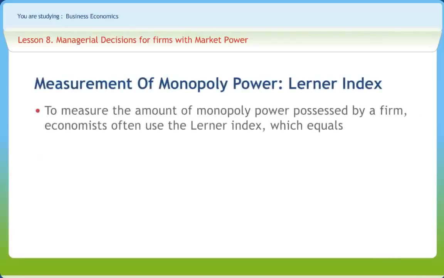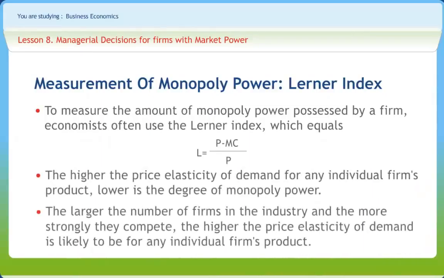To measure the amount of monopoly power possessed by a firm, economists often use the Lerner index, which can be calculated by the formula (P minus MC) divided by P, where P is the firm's price and MC is its marginal cost. This index varies from 0 to 1. The higher the L is, the higher the degree of monopoly power is.